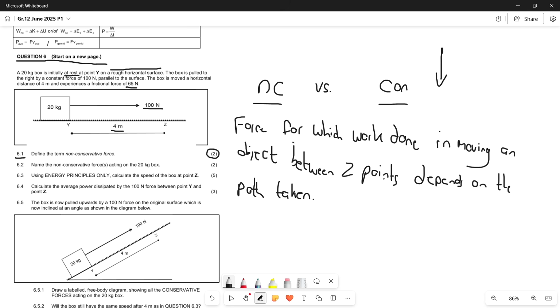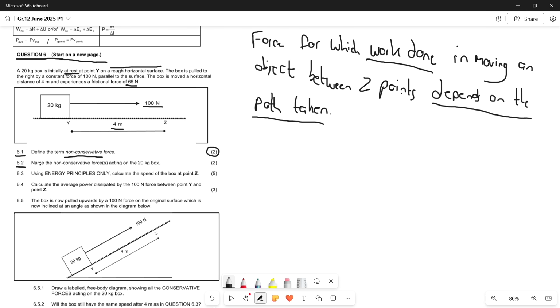This is an all or nothing question. We either get 0 or we get 2. But the important thing for understanding is that a non-conservative force depends on the path taken. As we mentioned, the more we move the block, the more work done by the frictional force will occur. Okay, so that leads us to 6.2 over here, where they are asking us to name the non-conservative force or forces acting on the 20 kg box for 2 marks.